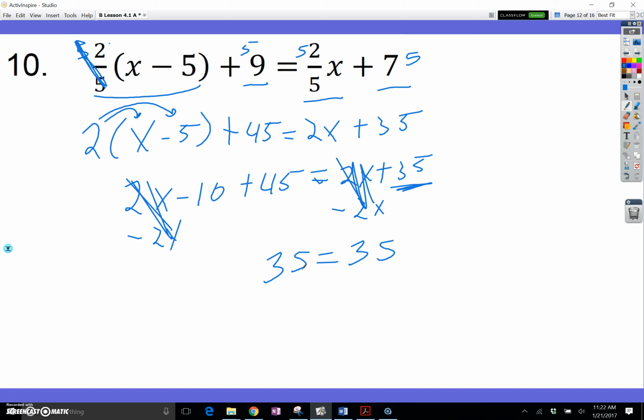This is one of those special case scenarios when you get them all by itself. I want you to notice I have 35 equals 35. That's a true statement, so you're going to have all real numbers. So any number you plug in here will be a solution.